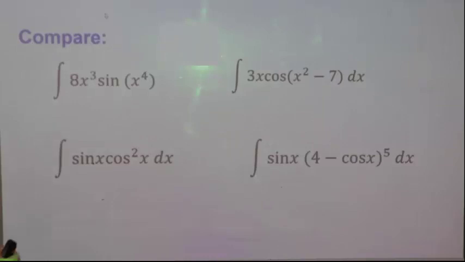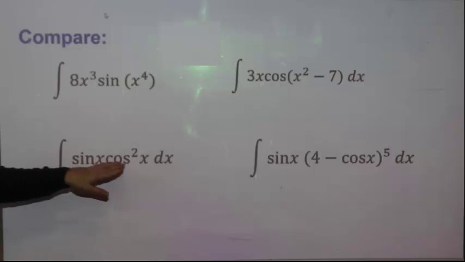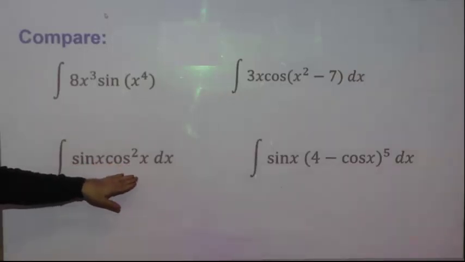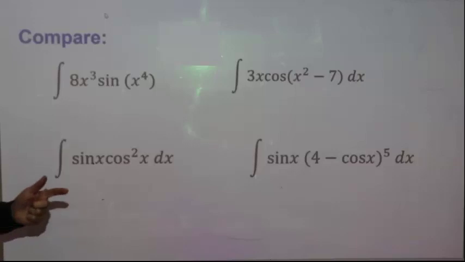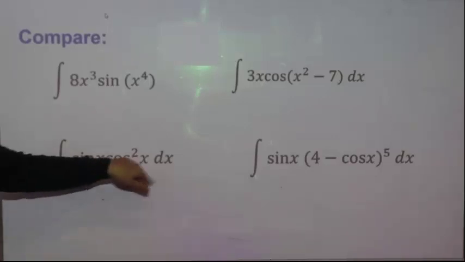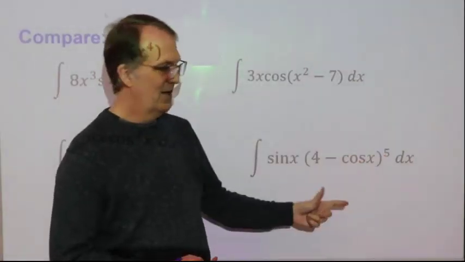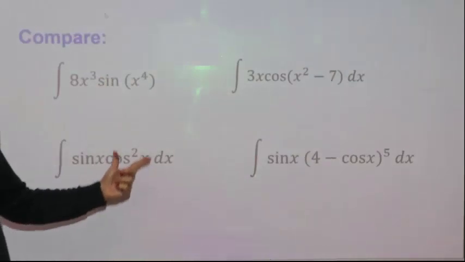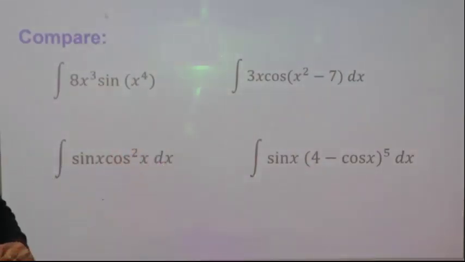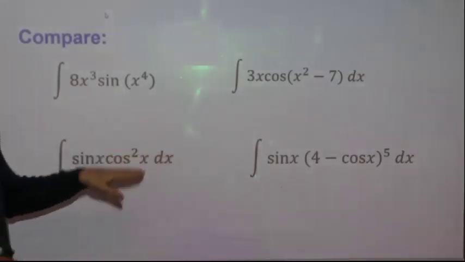And so the question that immediately arises is, well, is this an integral about sine, or is it an integral about cosine? And the big clue is, which one has the exponent? We have sine x cosine squared x, sine x times 4 minus cosine x all to the fifth. It's the cosine that has the exponent, and that's what gives me the clue that that is what the integral is about.